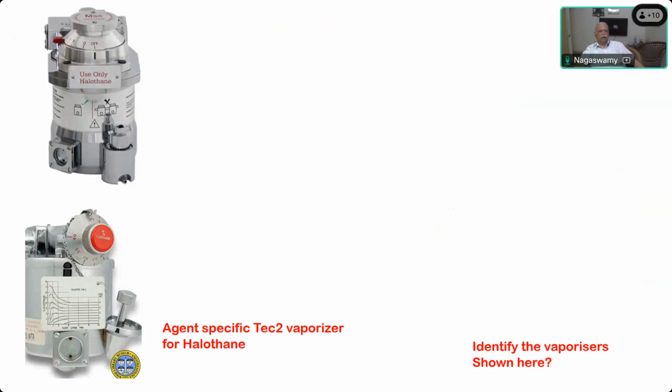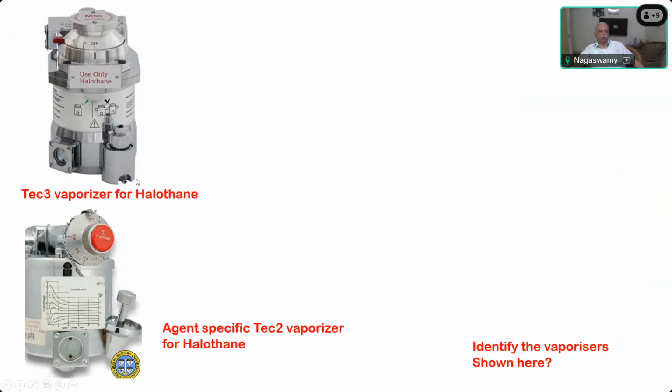And this is a little bit improved version than that. You can see the dial here and the dial here. It has gone on to the top of the vaporizer. And again, the filling port also has changed. The sighting glass is the same. So this is Tec 3 vaporizer for halothane.